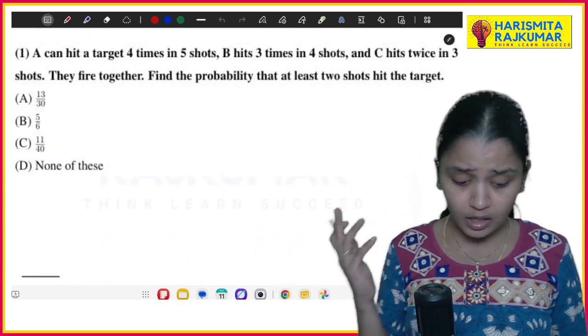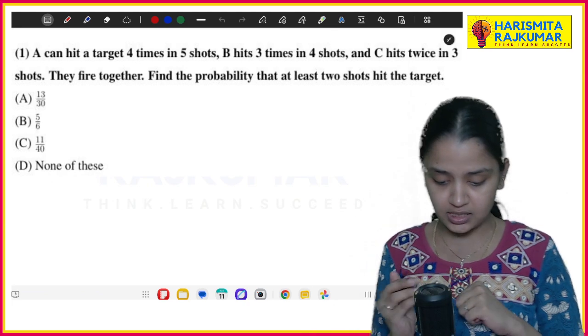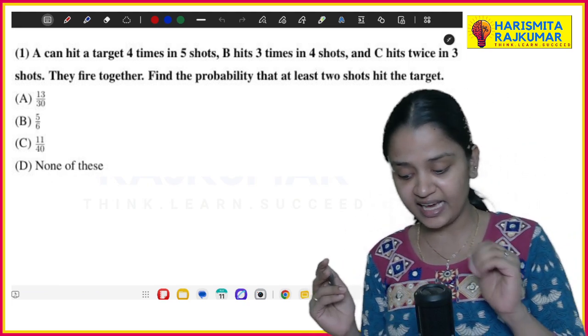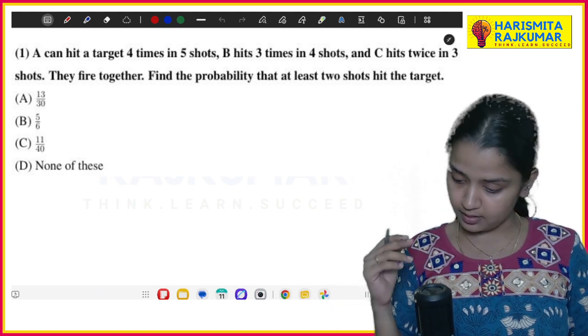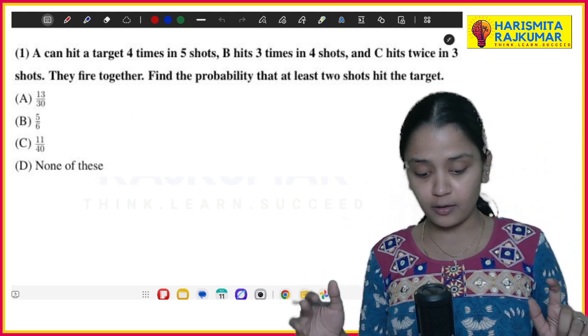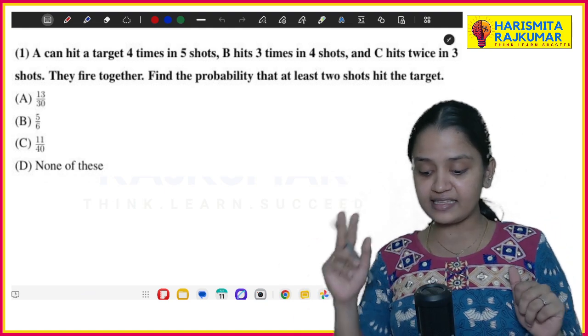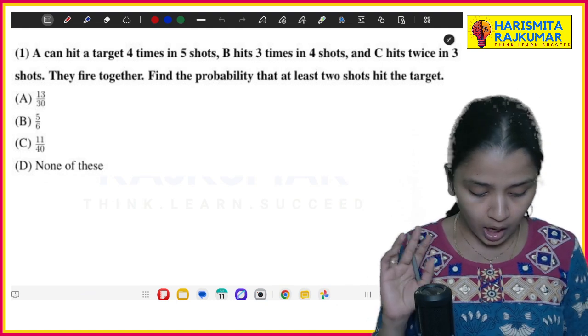Now, A can hit a target 4 times in 5 shots. B can hit a target 3 times in 4 shots. Then C can hit a target twice in 3 shots. They fire together. Find the probability that at least 2 shots hit the target. So this is our question. So how do we approach it?